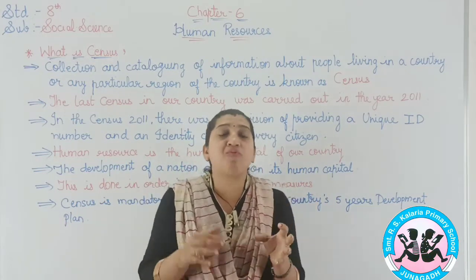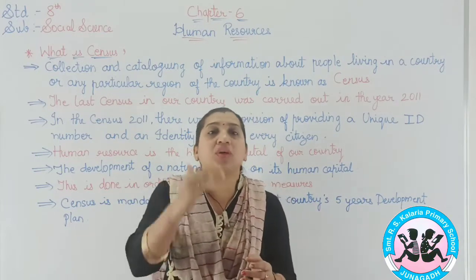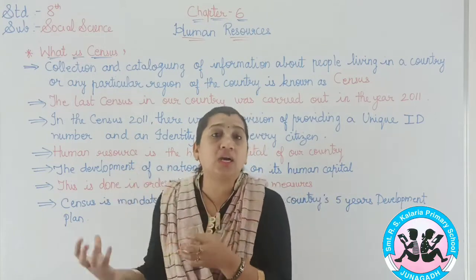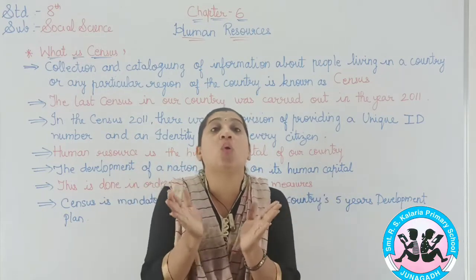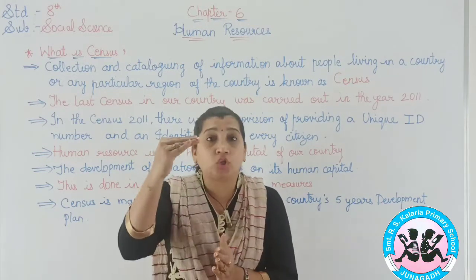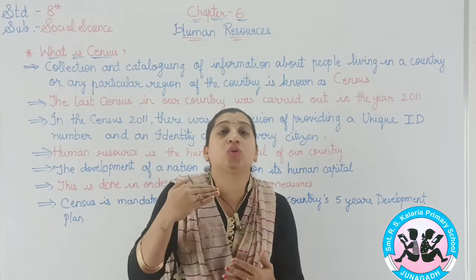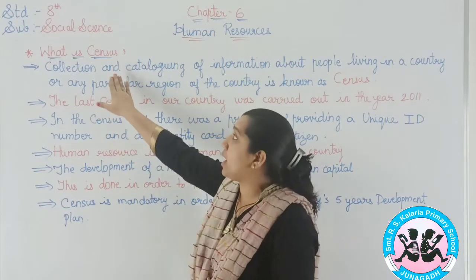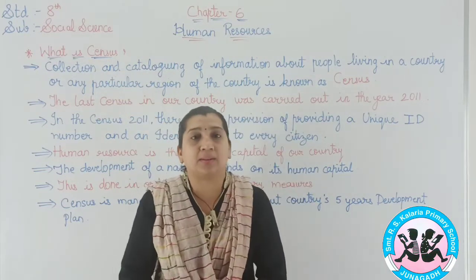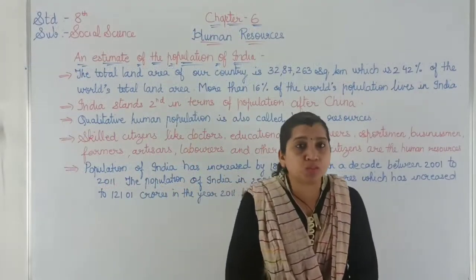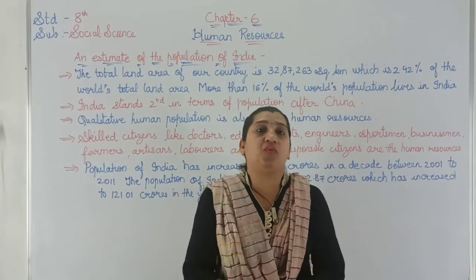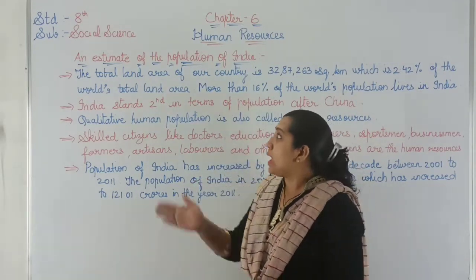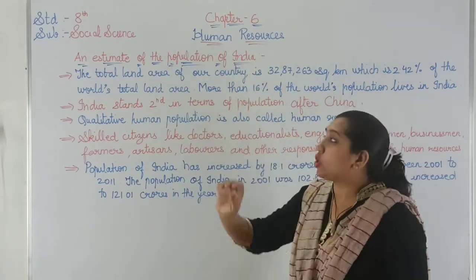So in this way, every 10 years from 1951 till 2011, for 7 times the government has done the census to know about the population, so that the ratio does not completely go down or completely rise up. To keep a balance in the population, the census is done every 10 years. Now here, an estimate of the population of India.